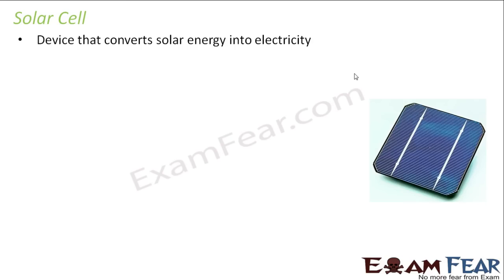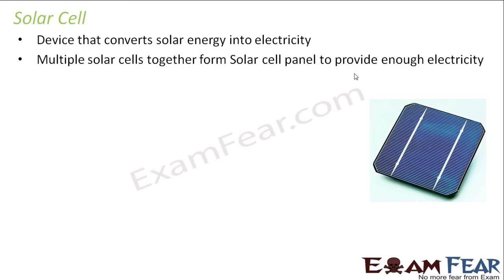So what is a solar cell? It is a device that converts solar energy into electricity. Now, the amount of electricity that is produced by a single cell is not much. So multiple solar cells together form a solar cell panel to provide enough electricity. So in order to enhance the output, like how we discussed in case of windmills, right, that many windmills were coupled together to enhance the output. Similarly, in this case also, several solar cells, when grouped together, form a solar cell panel, and this solar cell panel can produce enough electricity which can be used for many different purposes.